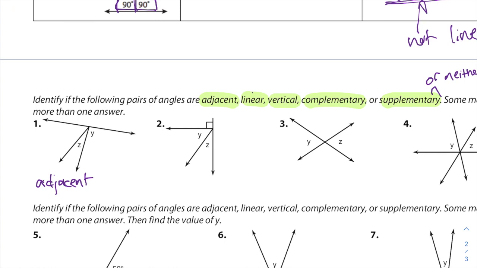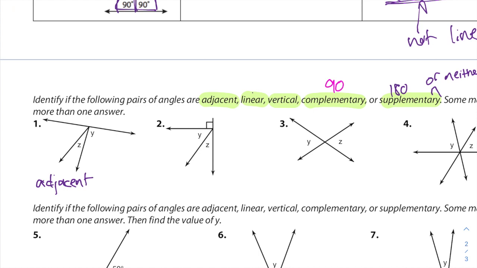Vertical, no, there's no way they can be adjacent and vertical. So adjacent and vertical, we can never be both. Complementary means they add up to 90 again, reminder. There's no indication that they do. There's no box to show me, like this one has a box, so that shows me there's a 90-degree angle somewhere. So I'm not going to include that. And then supplementary add up to 180. There's no indication that they do, so I'm going to just leave it at adjacent and call it a day.